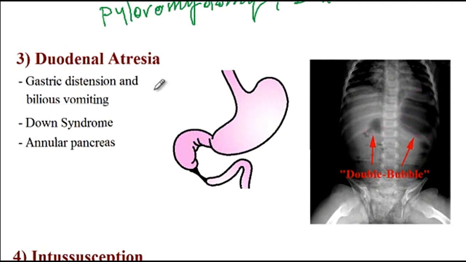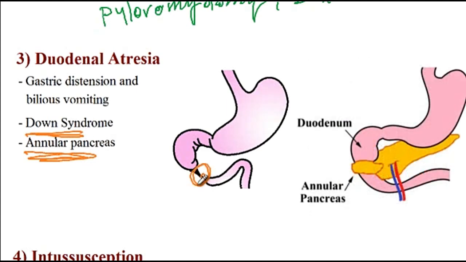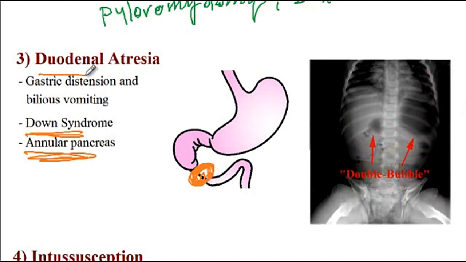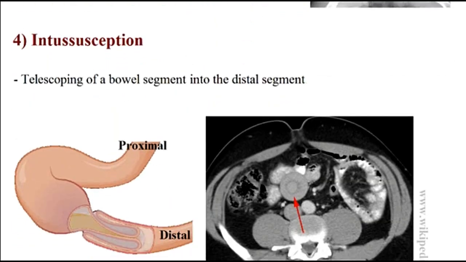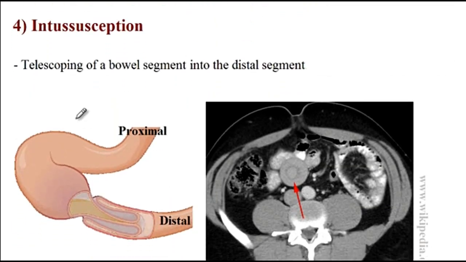And then risk factors for duodenal atresia include Down syndrome as well as annular pancreas, where there is a congenital abnormality characterized by a ring of pancreatic tissue that is surrounding the descending portion of the duodenum, and thus it will cause duodenal atresia.